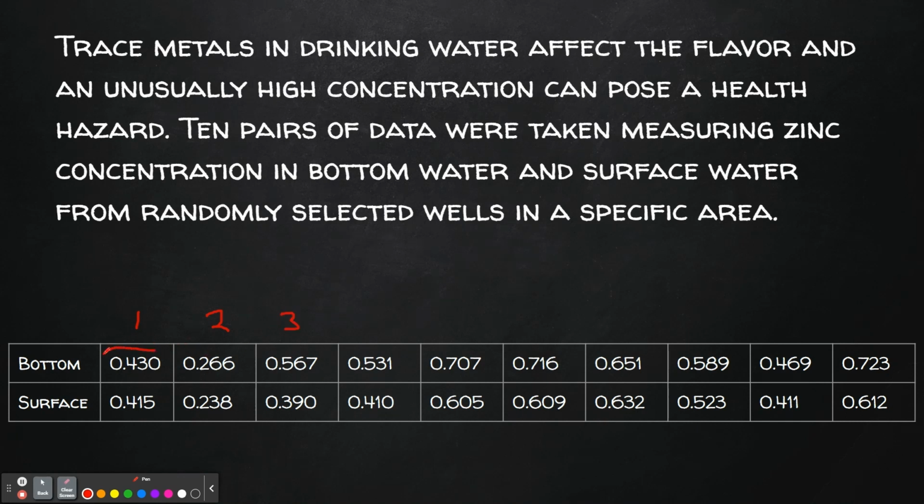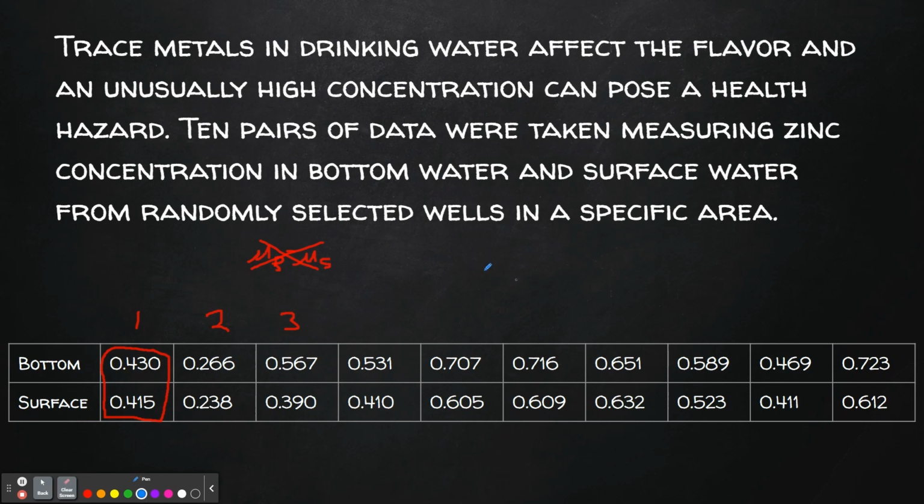Now, since both of these data values were taken from the same well, they are not independent. Previously, when we looked at means, we looked at the mean of bottom minus the mean of surface. We would take the mean of the bottom, the mean of the surface, and compare those two means. We cannot do this here because these samples are not independent.